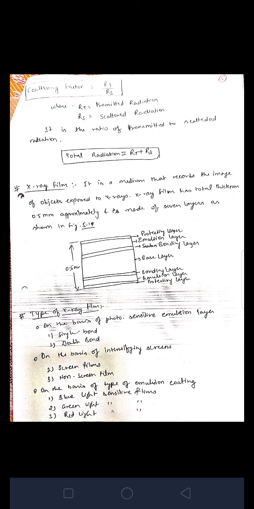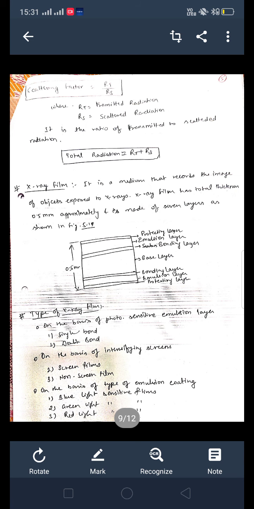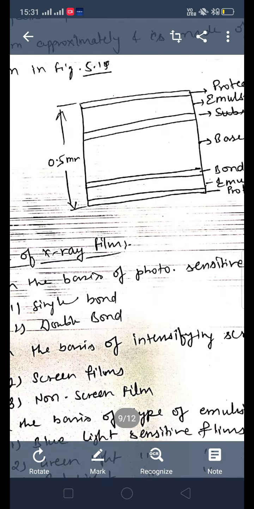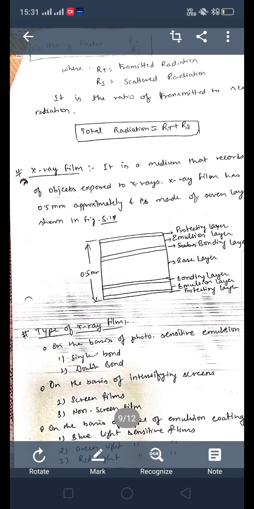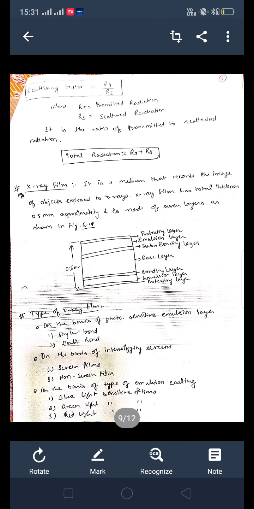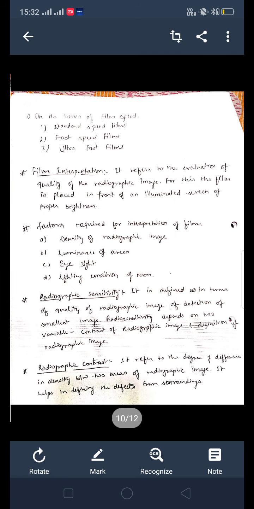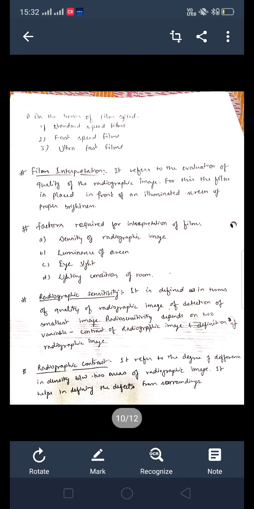First is on the basis of the photosensitive emulsion layer. Under this, the first one is single coated and the second one is double coated. The second is on the basis of intensifying screens: screen films and non-screen films. There are two types of film. The third one is on the basis of the type of emulsion coating. There are three types under this: first is blue light sensitive film, and second green and red. And the next is on the basis of film speed. Under film speed, it is categorized into three parts.